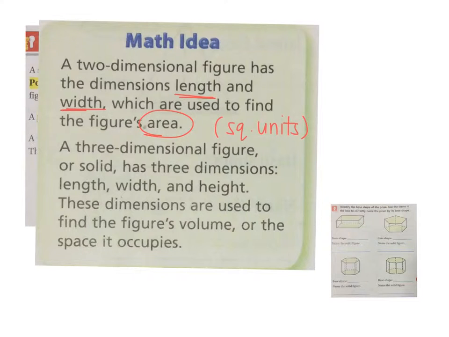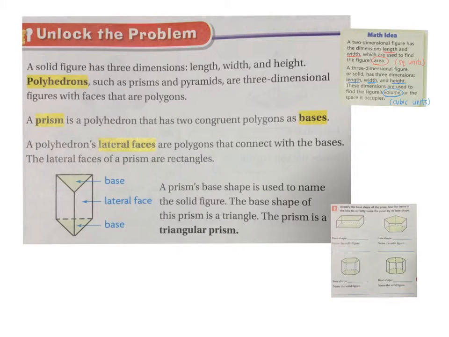But think back to when we talked about volume. When we talked about volume, we were talking about three-dimensional figures. If a two-dimensional figure has two dimensions, how many dimensions does a three-dimensional figure have? Three. It not only has length, width, but it has a third one, height. And these three dimensions are used to find the volume of the figure, or the space it occupies. Because it has three different dimensions, that's why we use cubic units to talk about volume. This should be a review. Yes? Good. It says that a solid figure has three dimensions, length, width, and height.